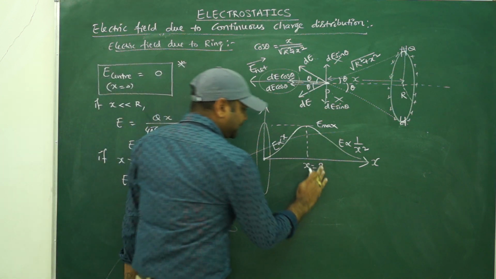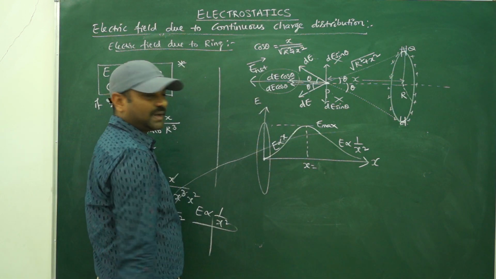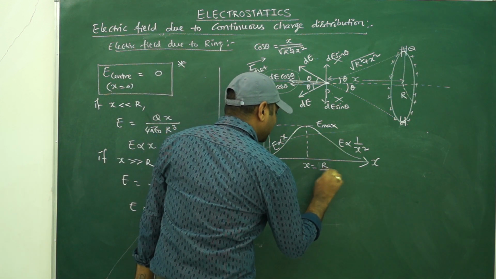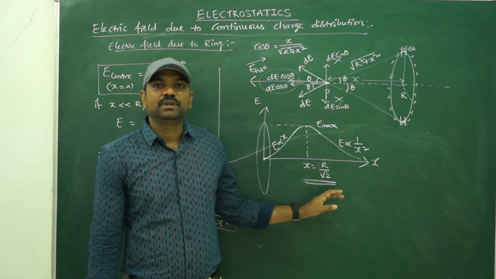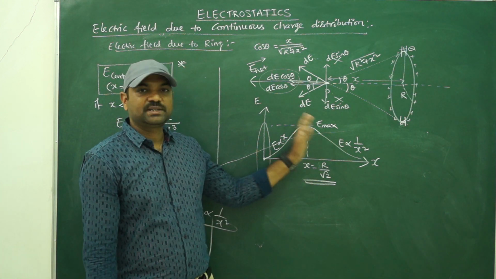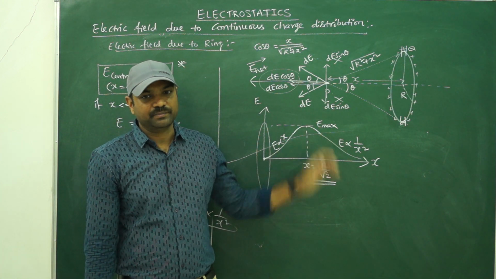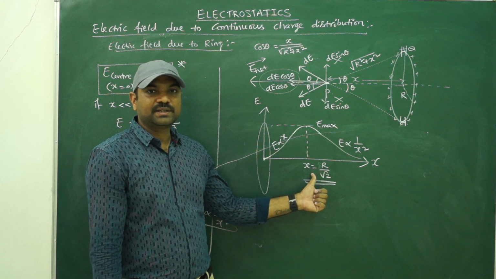So then the x value at which maximum field will happen is r by root 2. At a distance of r by root 2, you will find that the field value is maximum. Then how to identify that x value is r by root 2?